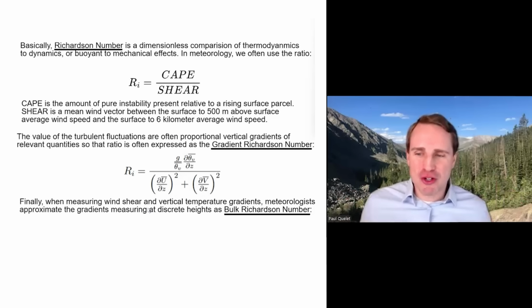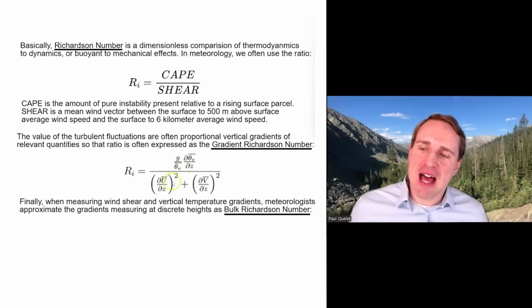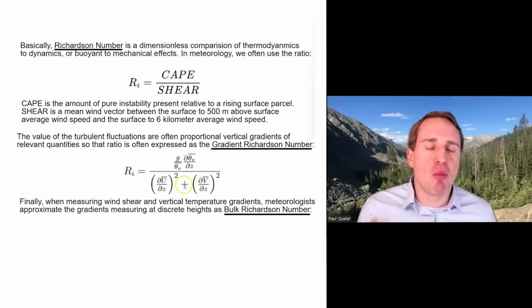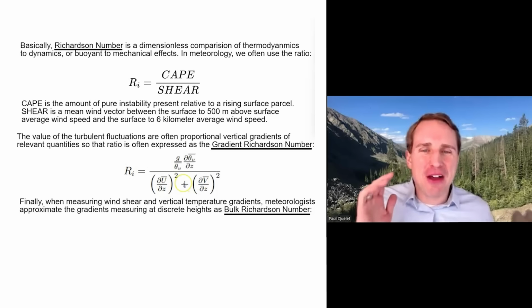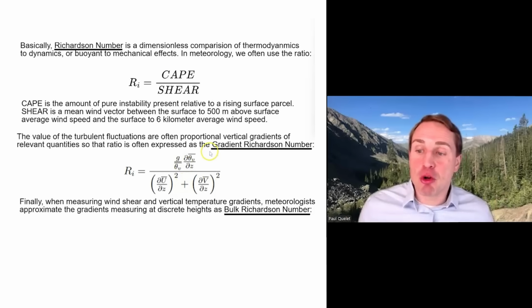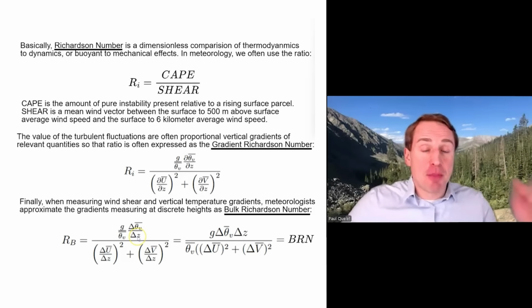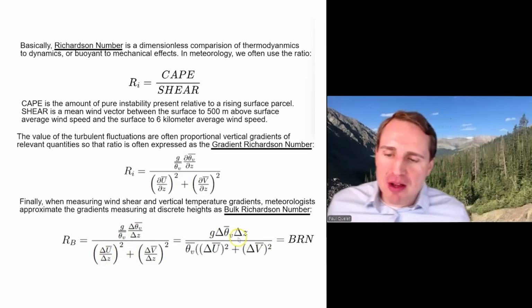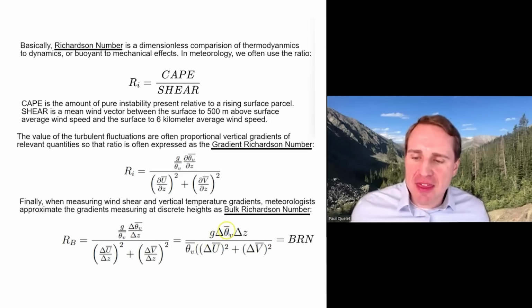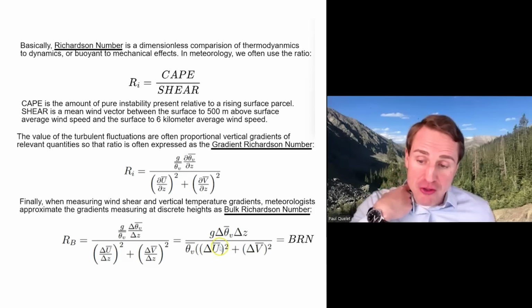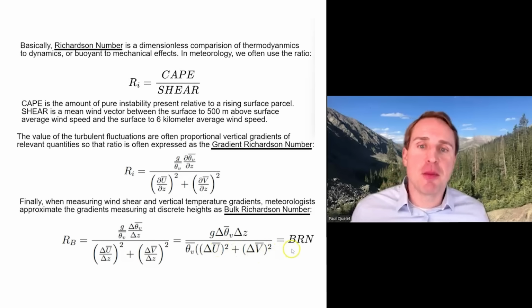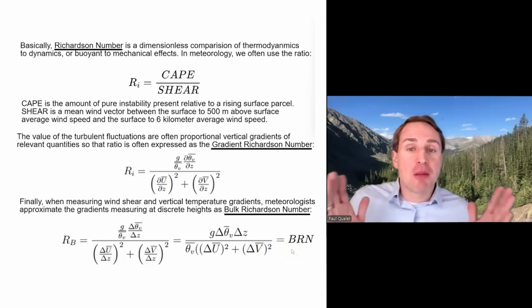Lastly, how do we get the bulk Richardson number? Well, it turns out that a lot of times even these gradients are somewhat difficult to calculate because we don't know the values or the exact derivatives. So instead, we're going to approximate these vertical gradients in the following way. We're going to do it over some interval, delta z, as opposed to a derivative. With some algebra, notice that we're going to get g times delta theta_v bar times delta z, over theta_v bar times delta u bar squared plus delta v bar squared. And that's the bulk Richardson number, the BRN. So that's what I'm referring to in this video.